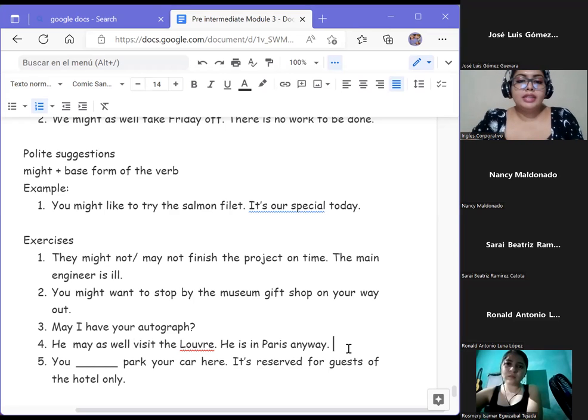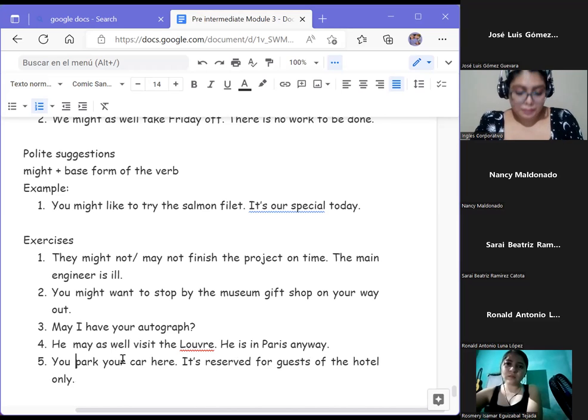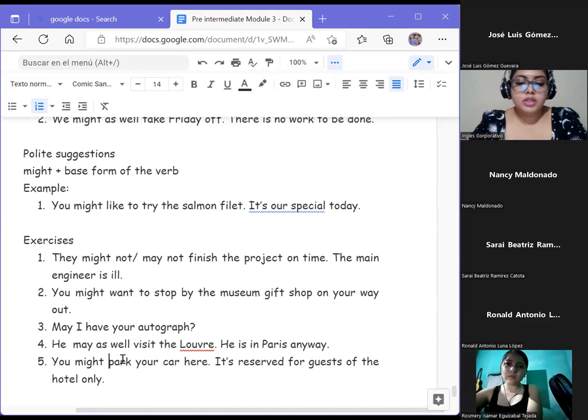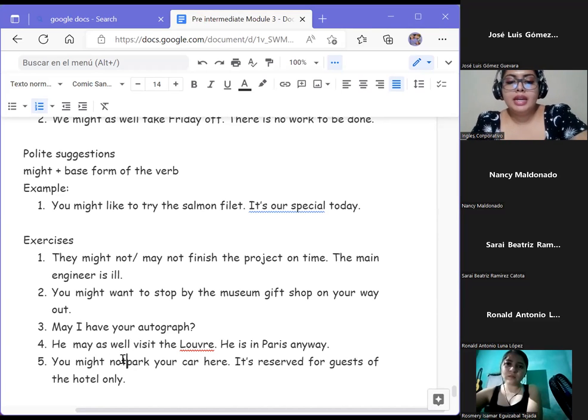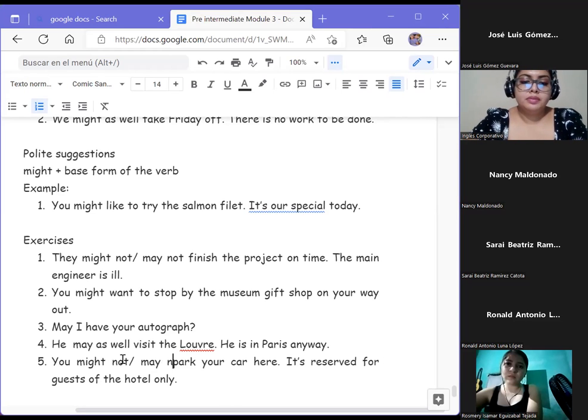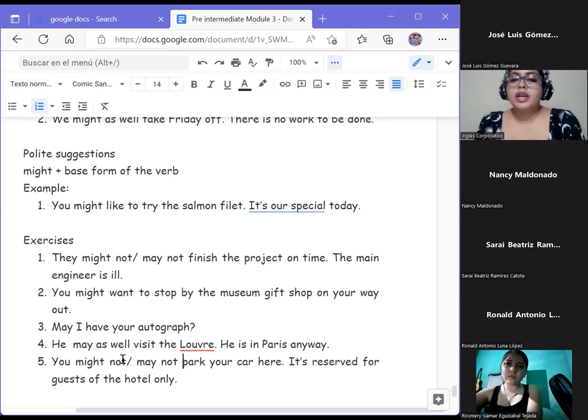Then, number five, that is the last one. You might not. Ah, that's good. You might not or may not. Perfect. You might not park your car here. It's reserved for guests of the hotel only. Good. Thank you for your participation.